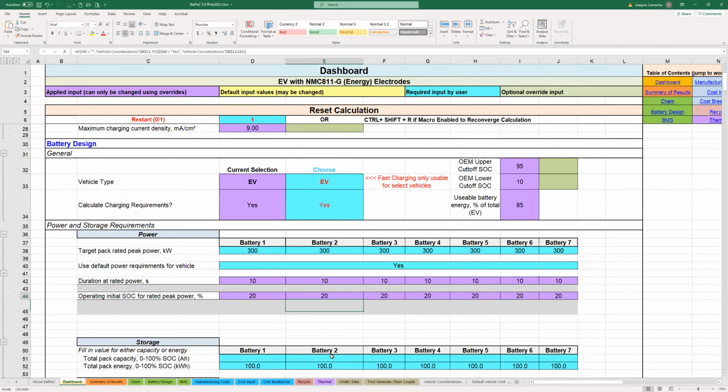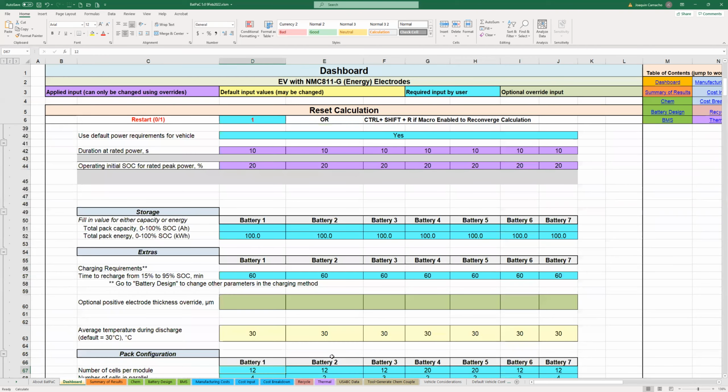And what it does, it has an array of 7 batteries to analyze. There's going to be 7 different calculations for the fixed chemistry and EV. So it fixed them all at 300 kilowatts. And it's going to use defaults, a lot of defaults built in, which is nice. Let's just leave that.